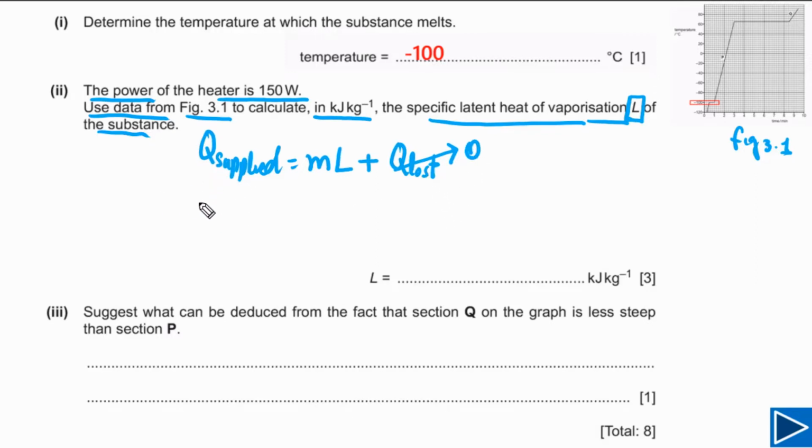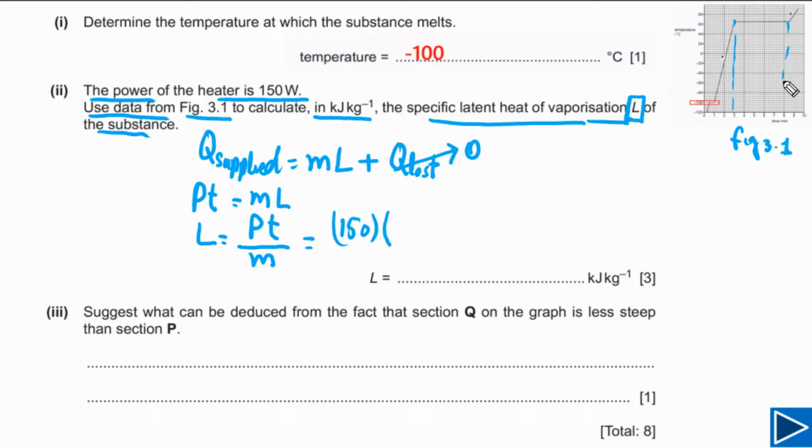Now, how can we calculate Q supplied? Q will be equal to power of the heater times time, and this is equal to M times L. We need to calculate L from here. L is the specific latent heat of vaporization, so L is equal to power of the heater times time divided by the mass, M. Now the power of the heater is given. This is equal to 150 watts, and the time you can read from the x-axis.